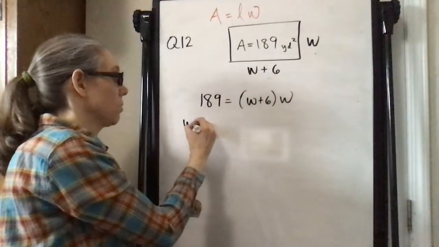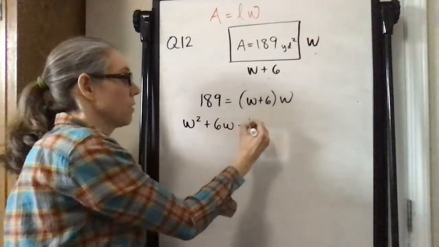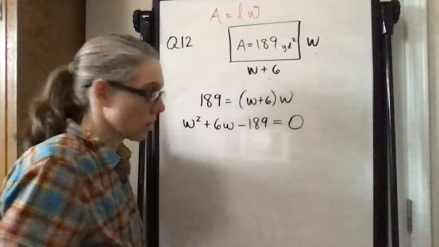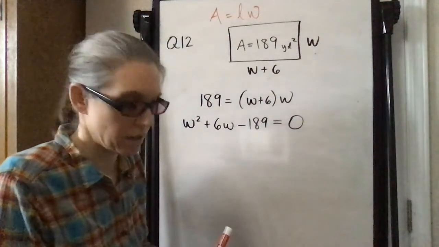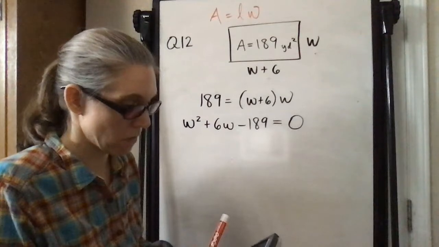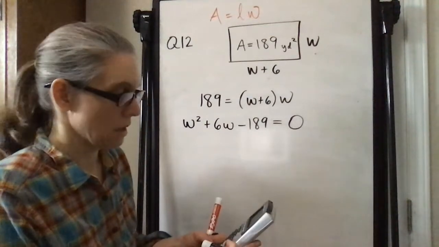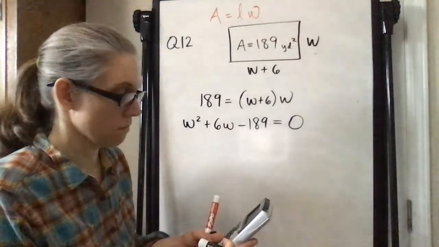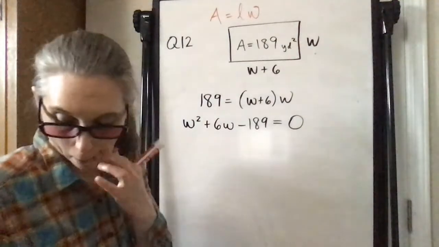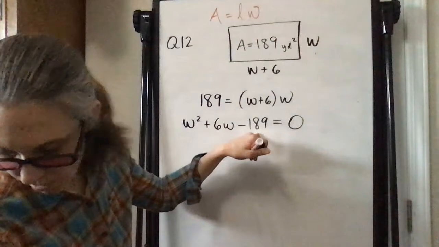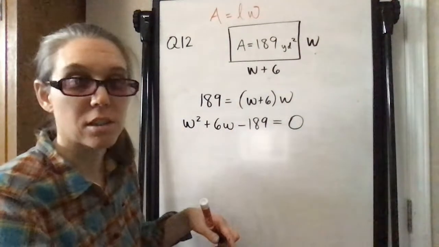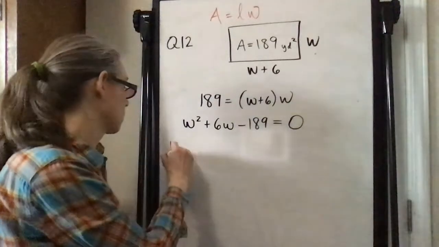So this would be w squared plus 6w minus 189 is equal to 0. And the question is, does 189 factor? It factors into 9 times 21. But we're not going to find two factors of 189, I'm guessing, that differ by 6. So instead we use the quadratic formula.